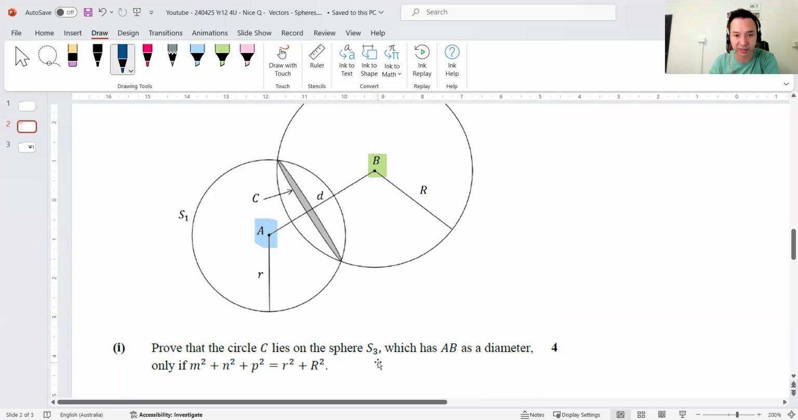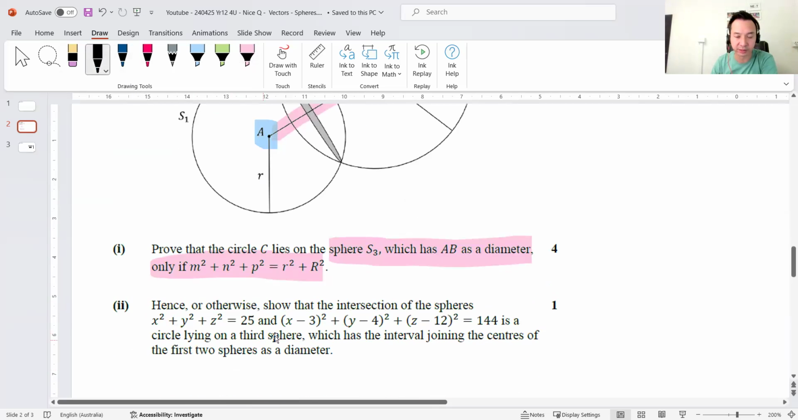So there's a new sphere which has a diameter, so it looks like there's a 3rd sphere here, with diameter AB. AB is a diameter, only if this condition is true. Okay, cool. And then part 2, I presume we're just going to have numbers.